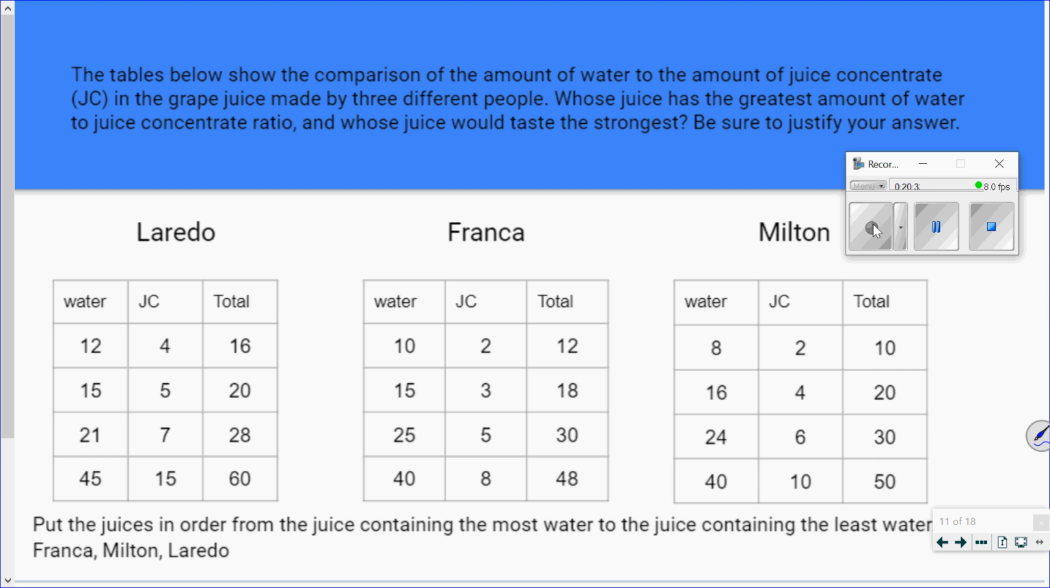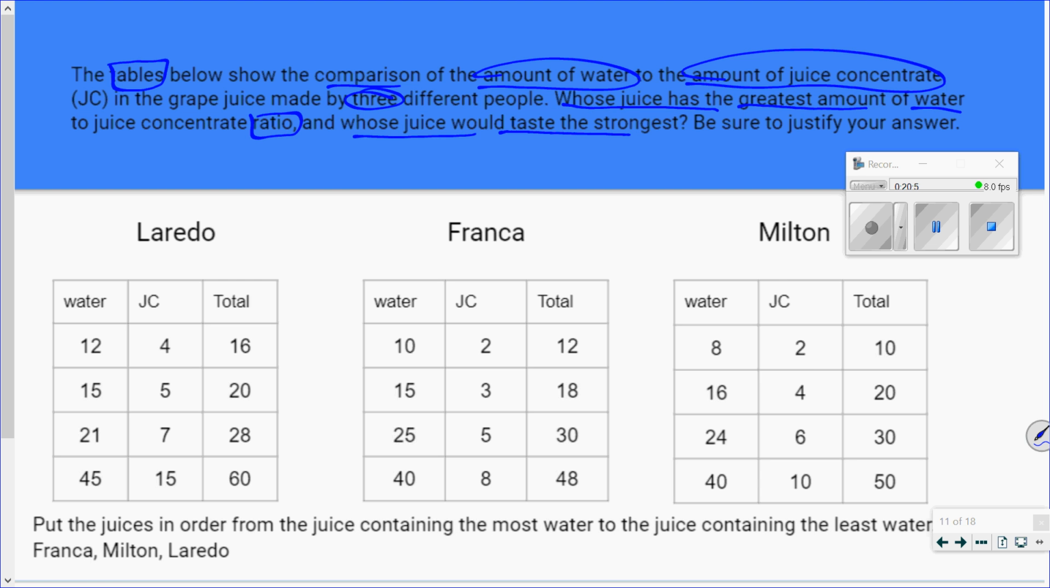So the tables below show you a comparison of the amount of water to the amount of juice concentrate in the grape juice made by 3 different people. Whose juice has the greatest amount of water to juice concentrate ratio, and whose juice would taste the strongest? Be sure to justify your answer. So there's 2 things we need to do in here, right? What are they, Gillian?